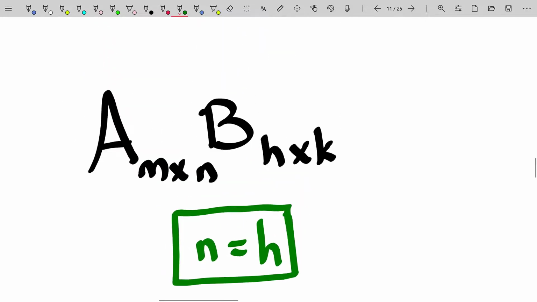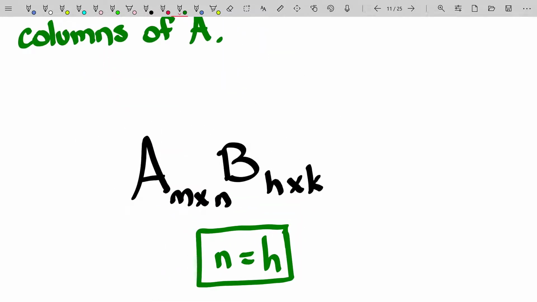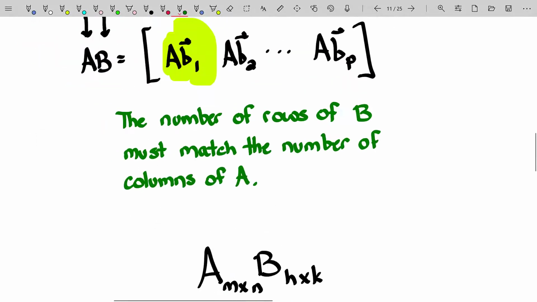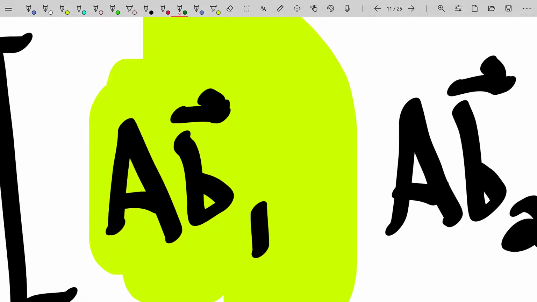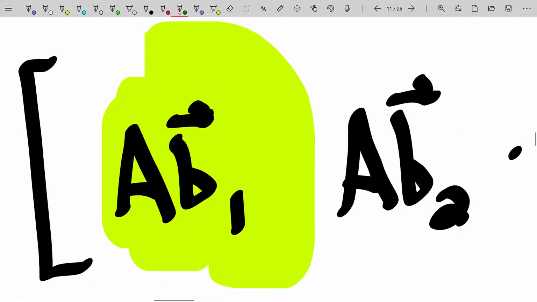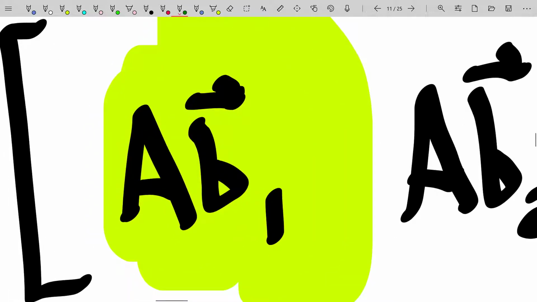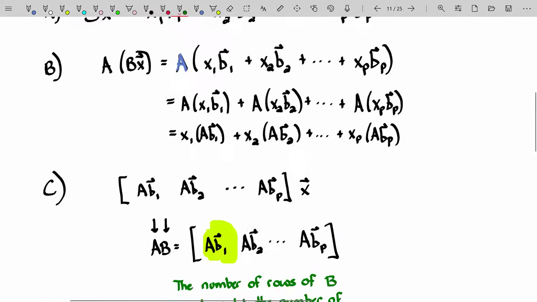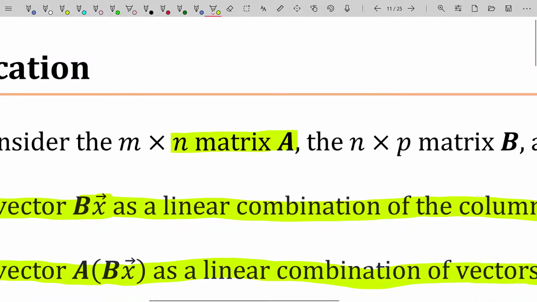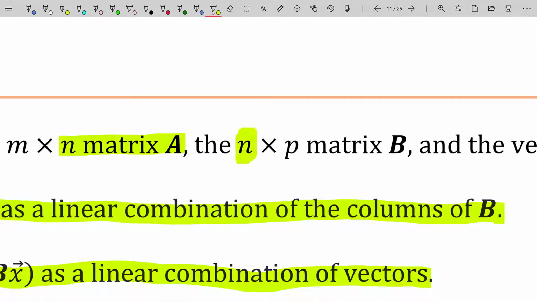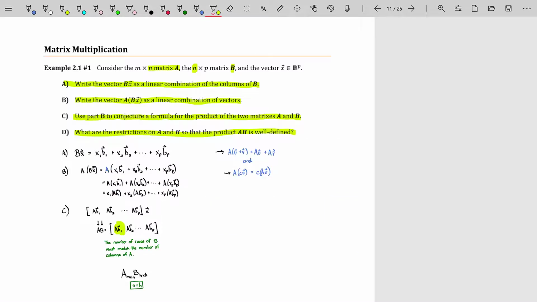If they don't match, then the number of rows of B does not match the number of columns of A, and therefore these multiplications right here are not going to work. Remember, a matrix times a vector works like this. It will be the linear combination of the columns of the matrix A with weights given by the corresponding entries in that vector B1. Well, we know that A has N columns from the definition up here, and therefore the number of rows for B had better be the same, and it is. In this case, that works out perfectly.